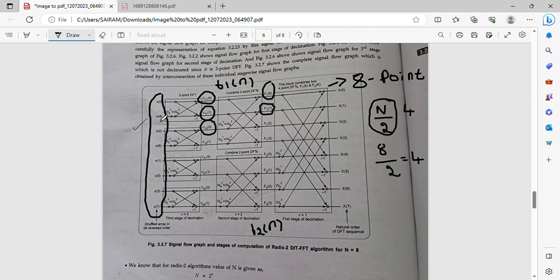So this input will be in order, but when you give it here, you do a bit reverse order. In your original question, it will be x of 0, x of 1, x of 2, x of 3, x of 4, x of 5, x of 6 and x of 7. So you make it bit reverse order and then give it as input to the 2 point DFT.